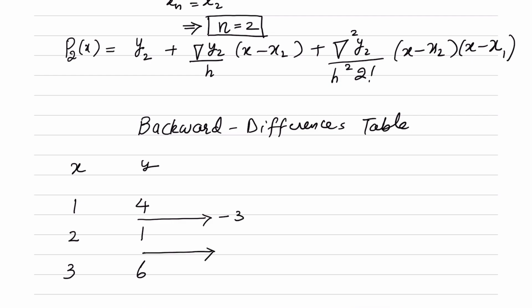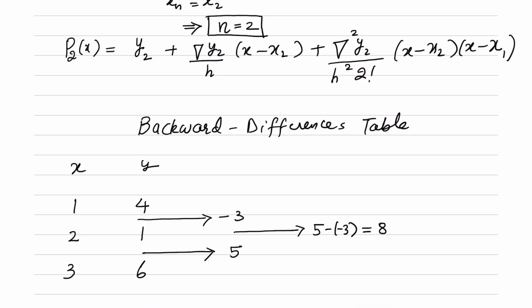Between 1 and 6, there is an arrow, so you calculate the difference between 1 and 6, but you calculate it like 6 minus 1, which gives you 5. Arrow between minus 3 and 5, you calculate the difference 5 minus minus 3, so you get 5 plus 3, which is 8. You have calculated the differences.